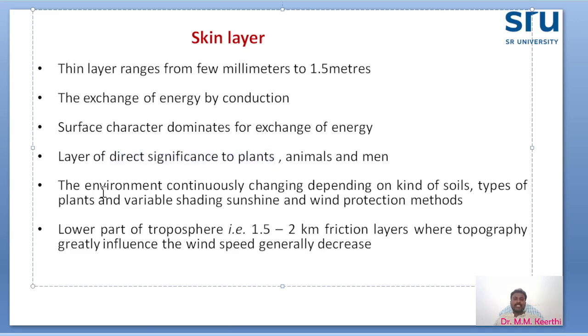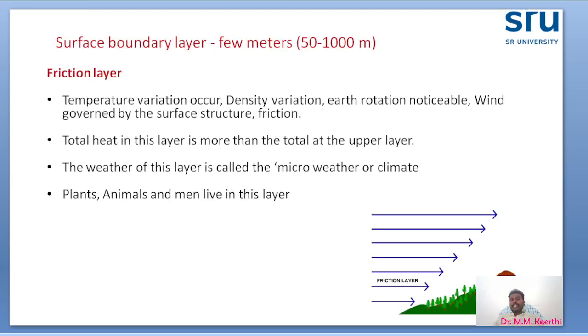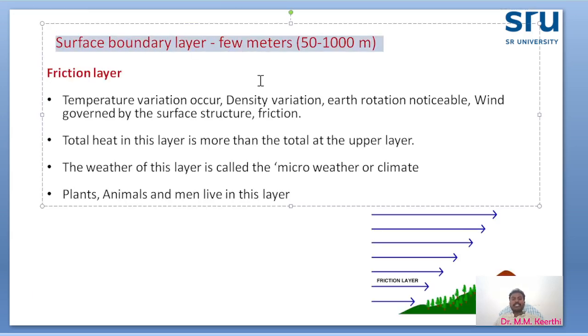So the environment is continuously changing depending on the different types of soil, types of plants, variable shading, sun side, and wind protection methods. Particularly in the lower part of the atmosphere, around 1.5 to 2 kilometer, the friction layer, topography greatly influences the wind speed. Generally, it will decrease. Okay. Next is the surface boundary layer, which is around 52,000 meter.